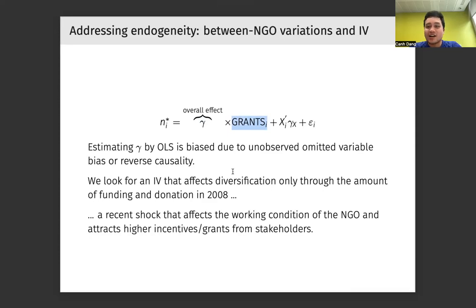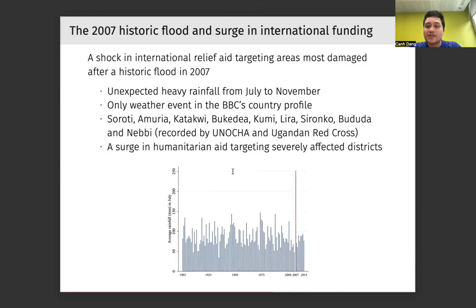So we are going to exploit a shock in the working conditions of NGOs that would attract higher grants, higher money, higher funding from the donors towards those severely affected NGOs. So we'll be looking at the 2007 historic flood and a surge in international funding towards Ugandan NGOs at the end of 2007. Around July to November 2007, there was a huge unexpected heavy rainfall in Uganda, affecting many districts of the country. Here I show this spike in the average rainfall in 2007 to show the severity of the flood. Following this historic flood, there was a surge in humanitarian aid targeting the most affected regions.